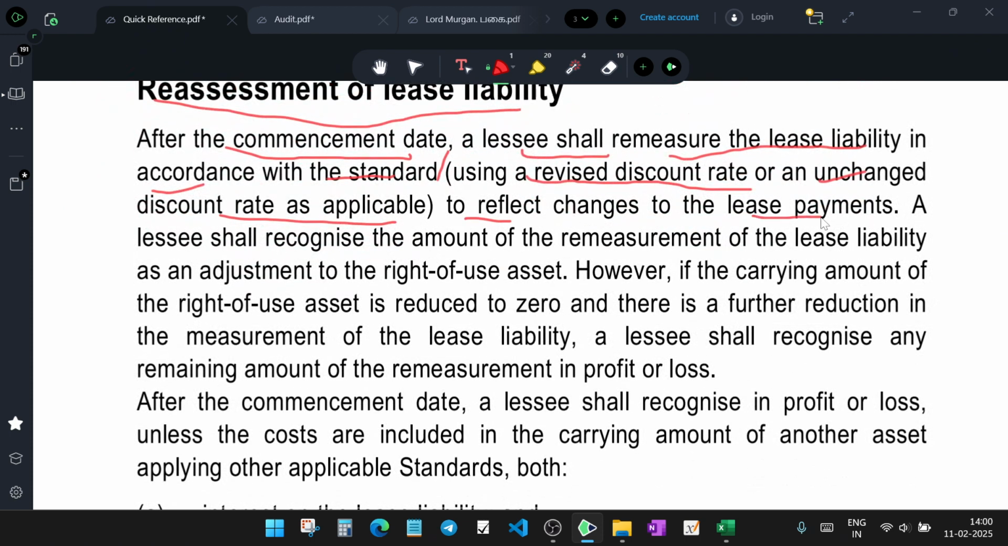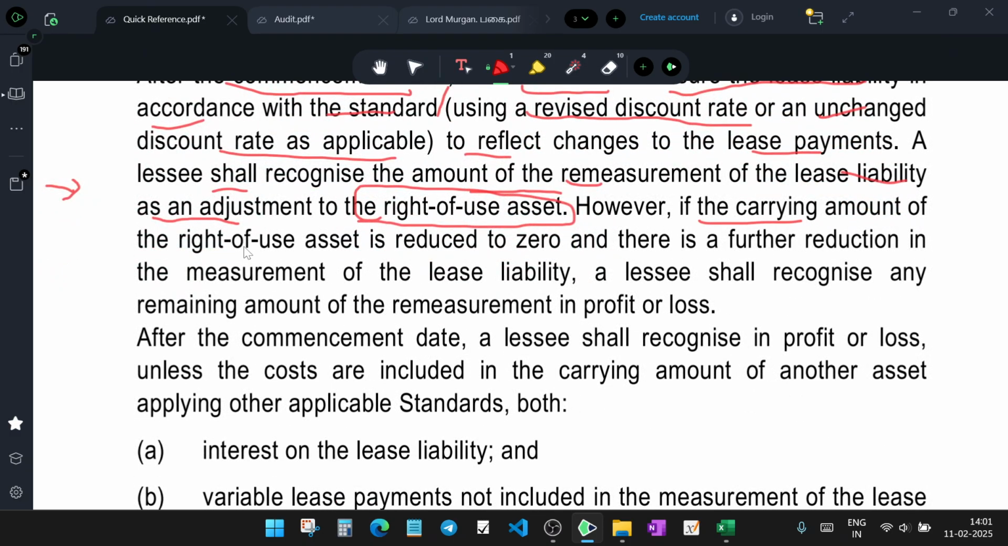To reflect the change in the lease payment, a lessee shall recognize the amount of remeasurement of the lease liability as an adjustment to the right of use asset. So the remeasurement is adjusted to the right of use asset. The effect of readjustment can be given to the right of use asset. However, if the carrying amount of the right of use asset is reduced to zero, it cannot go below zero. Therefore, for any further reduction in the measurement of the lease liability, the lessee shall recognize the remaining amount of remeasurement in the profit and loss account.